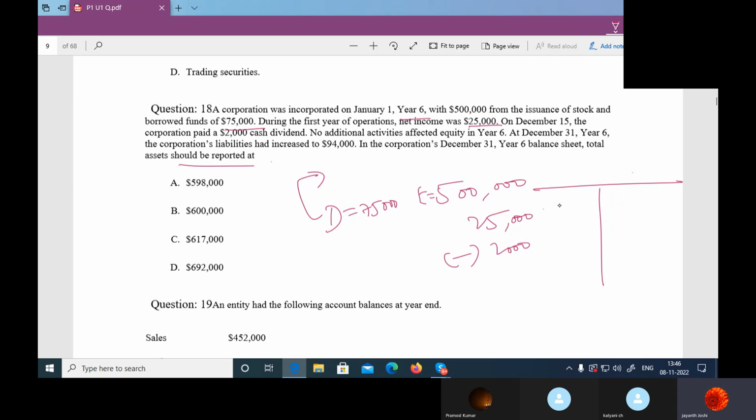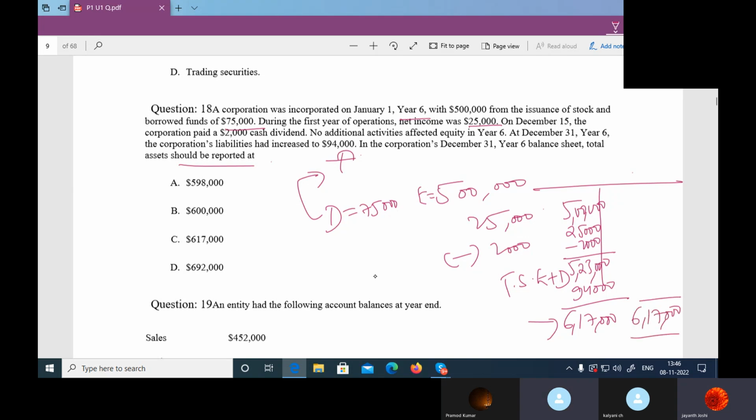So this is the liability side of the balance sheet. It's a total of stockholders' equity plus debt. So equity is how much? 500,000, correct? Plus 25,000 net income minus 2,000 cash dividend. So this becomes 5,23,000. Am I right? After that, you are going to add your liabilities, increased by 94,000. So it is 6,17,000. When this is the liabilities and equity side, the asset side should also be this much. So your answer is 6,17,000.